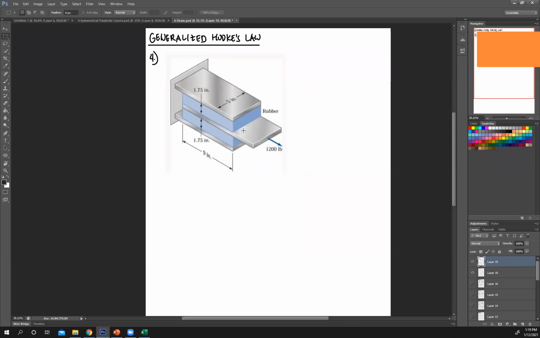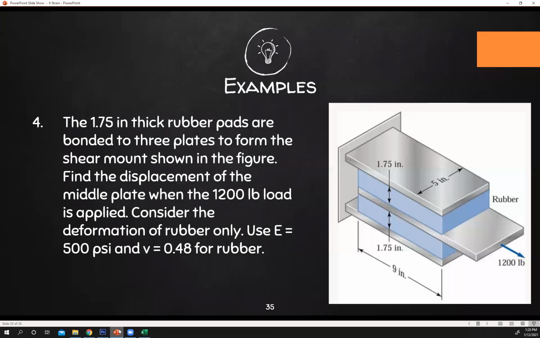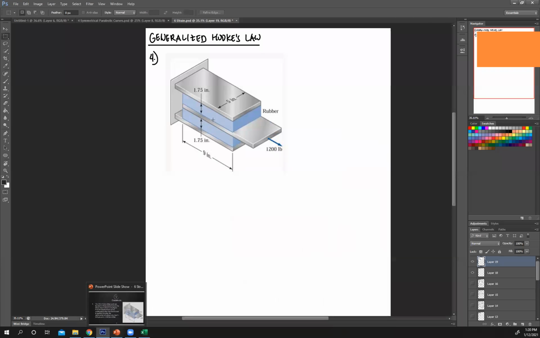Okay. So we're looking for deformation of this, right? Find the displacement of the middle plate. It's this plate. Okay. And it's this plate right here. So let's give you a cross section of that.